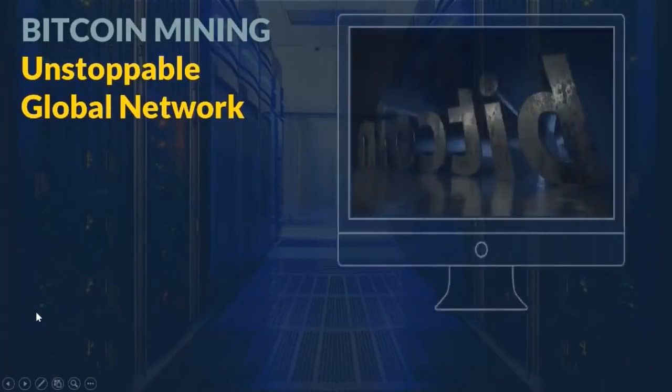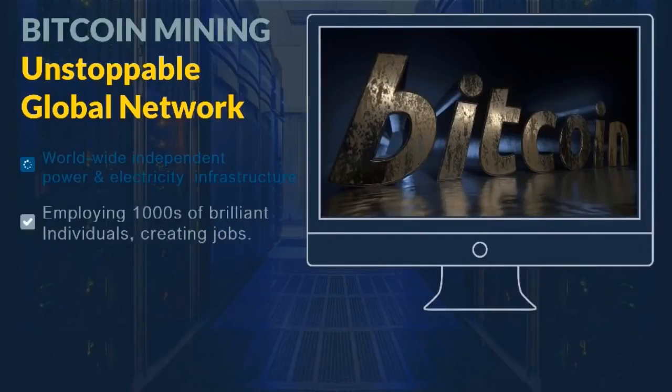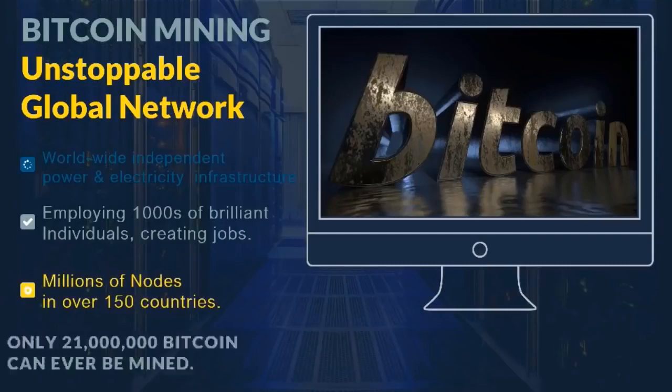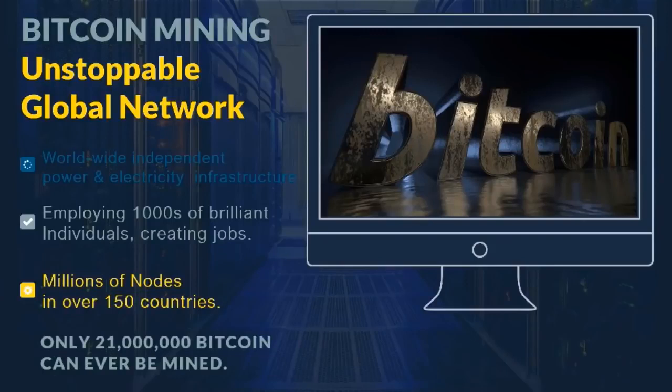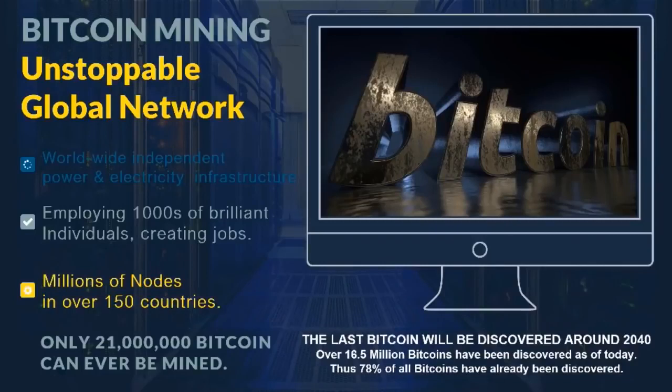So really what's going on here, guys, is an unstoppable global network, a worldwide independent power and electricity infrastructure. We're talking about really smart people all around the world, security, privately owned property, and millions of nodes all over the world. And they're all searching for these 21 million Bitcoin. And, like we said, the last Bitcoin will be discovered around the year 2140. I got a little typo over here. It says 2040. Nope, it's going to be 2140 when the last Bitcoin is actually discovered.